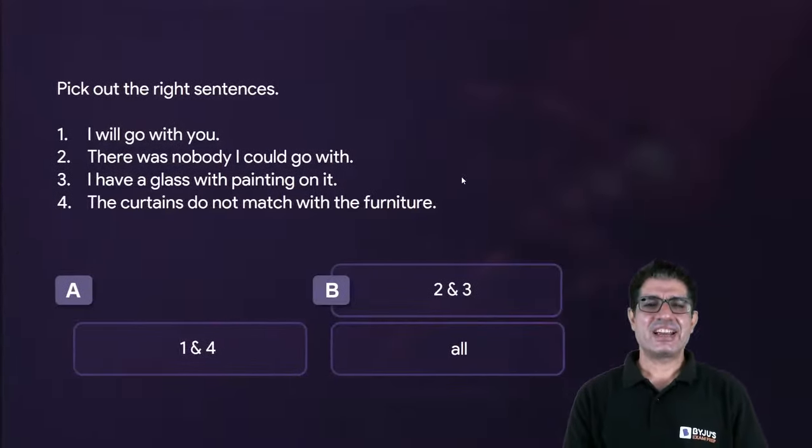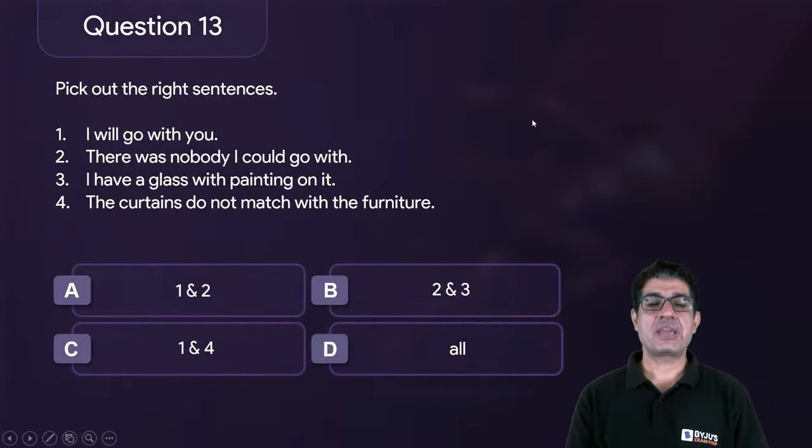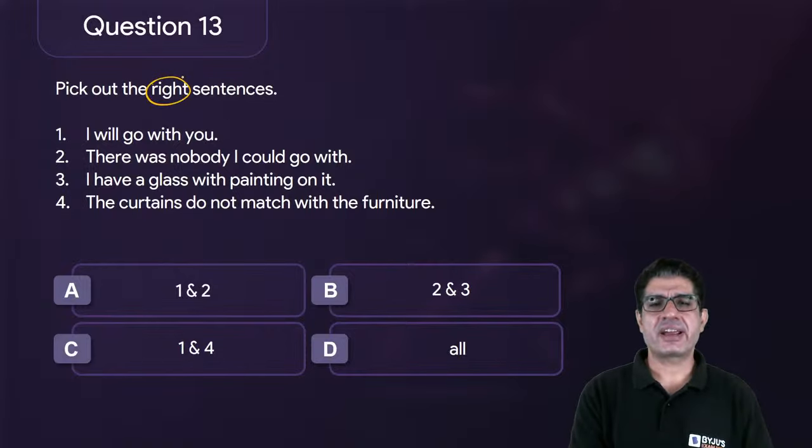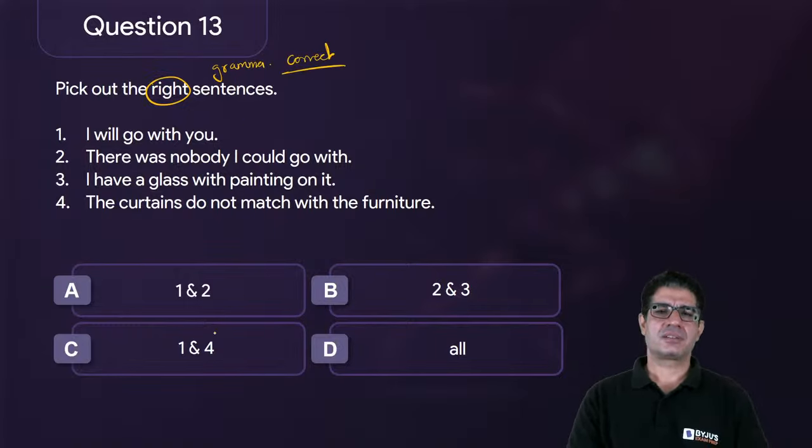Okay, right. So here's the next one. Pick out the right, where right basically means grammatically correct sentences.